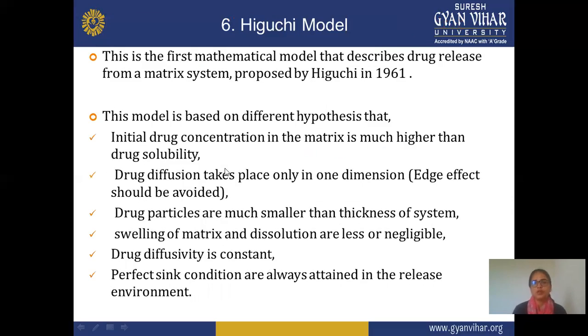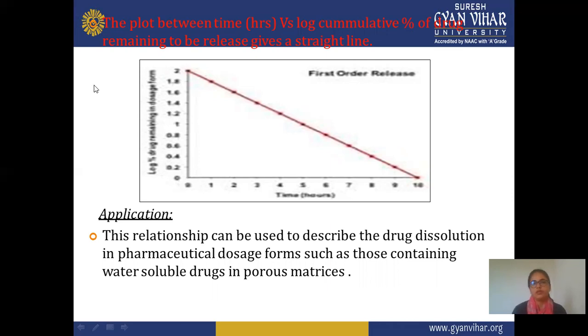In the plot of time versus log cumulative percent of drug remaining, it gives a straight line. Means when you plot time versus percent cumulative drug release, it gives a straight line, and this straight line shows the first order release process.